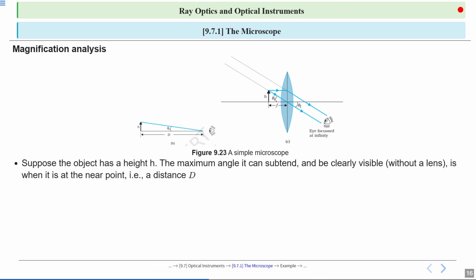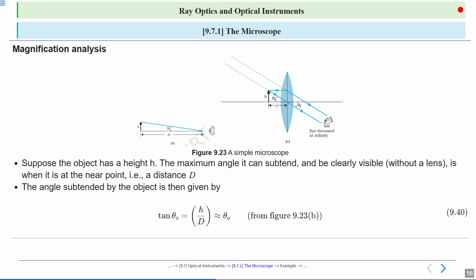Now consider the object we were observing. If the object has a height h, the maximum angle it can subtend without a lens is when it's at near point, a distance d from the eye. This is crucial because it sets the baseline for understanding how magnification works. The angle subtended by the object at this near point is what we focus on next. This angle is a key factor in determining how much the object is magnified when viewed through the microscope.